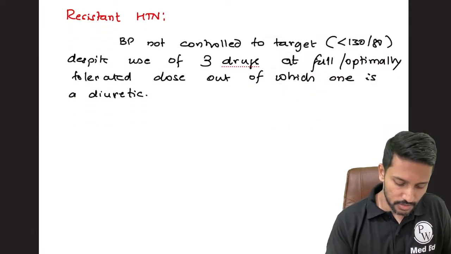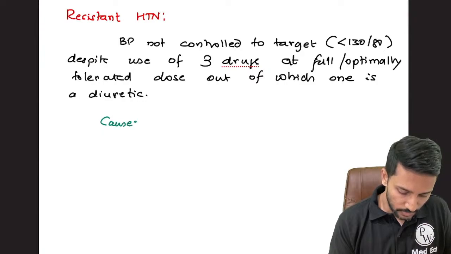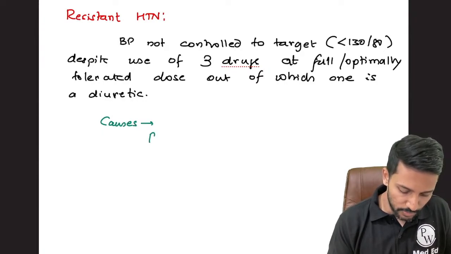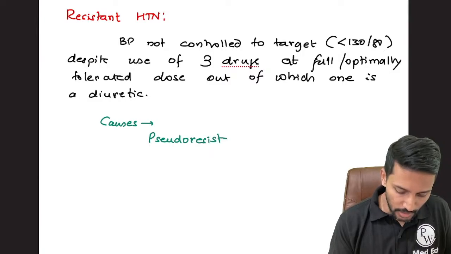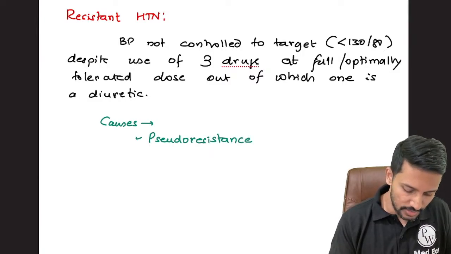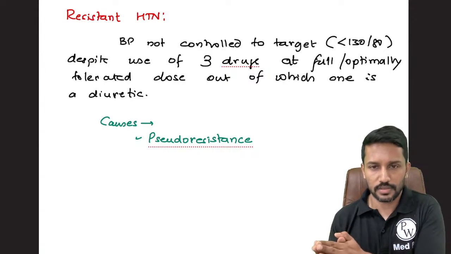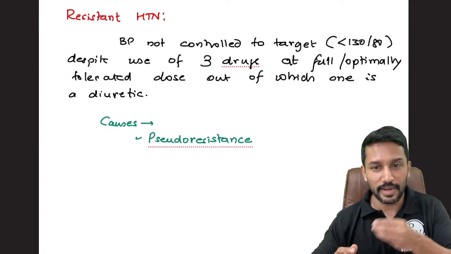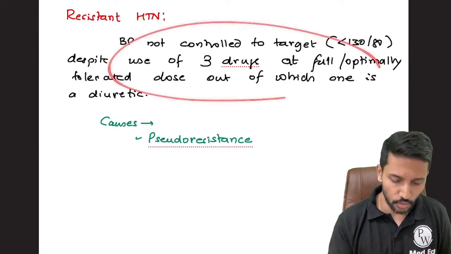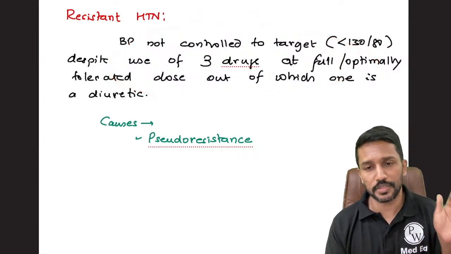Now, what can cause resistant hypertension? Resistant hypertension can be because of pseudo resistance, and in our practical experience, pseudo resistance is the most common cause. Now, what do I mean by pseudo resistance? There is no true resistance. Primarily, we are encountering the situation where three drugs are not able to control BP simply because the patient is not compliant with your medications.